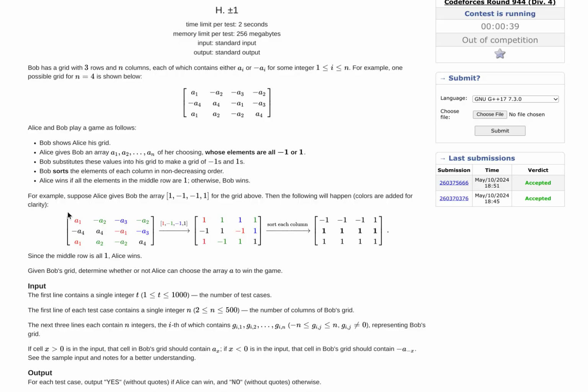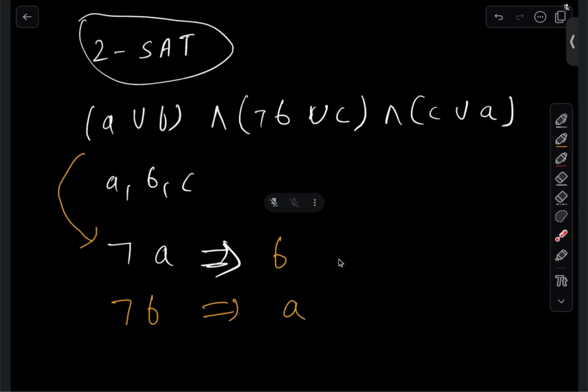So in this problem, we actually have this thing. We want to make sure whether the middle row is 1 or not, which means we are sorting it. So if the middle row is 1, then the third row is also 1, which means that at least 2 ones are needed. Can you try to feel the similarity? For these edge cases, we actually need the similarity.